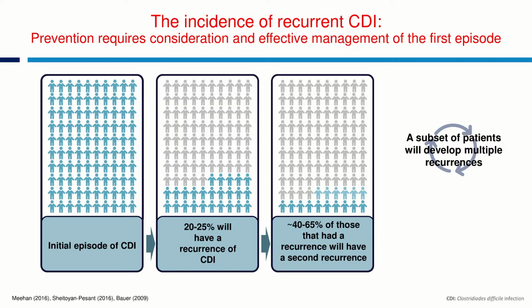So the incidence of recurrent C. diff: if patients have an initial episode, there's a risk of them having a recurrence of between 20 and 25%, and 40 to 65% of those that have a further recurrence will go on to develop another one. So there's a subset of patients that develop multiple recurrences, that get treated with antimicrobials, that get better for a period of time, but then inevitably have a recurrence and develop symptoms again. And it's very difficult to treat that subset of patients, even with the antibiotics that we've got to treat C. diff at the moment.